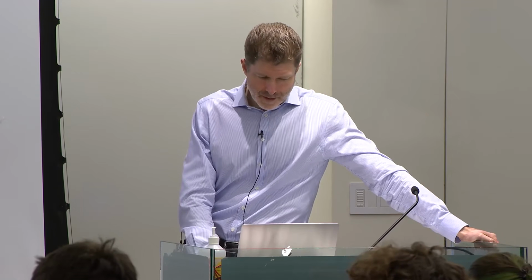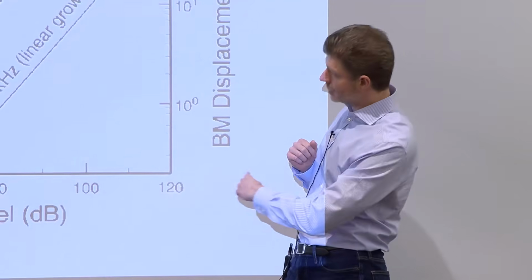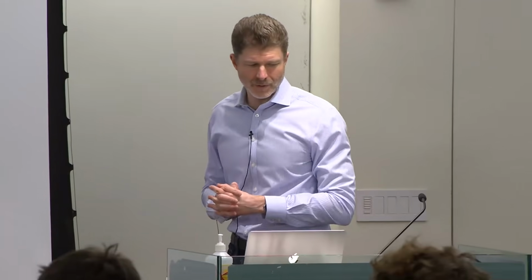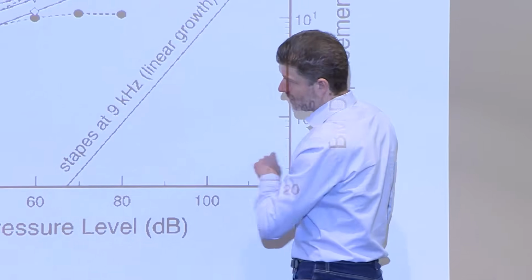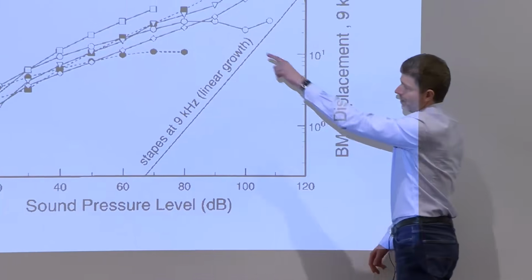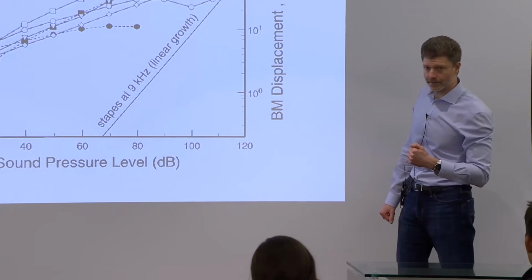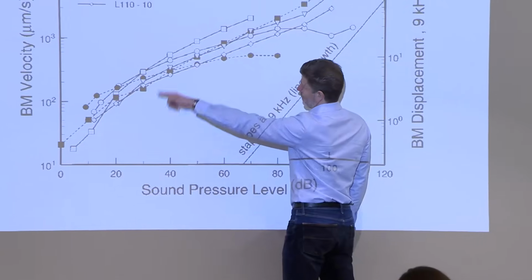So another way to look at this level-dependent amplification is with a graph like this that shows the response of the cochlea, in particular the basilar membrane, as a function of sound pressure level. And when you look at it in this way, the basilar membrane exhibits what's called a compressive response function. Okay, so what does this all mean? So we've got sound pressure here on the x-axis, and two different measures of the basilar membrane response, displacement and velocity, which sort of tell the same story, on the y-axis. And they're both being plotted on kind of log scales. This is in decibels, and this is a logarithmic scale.